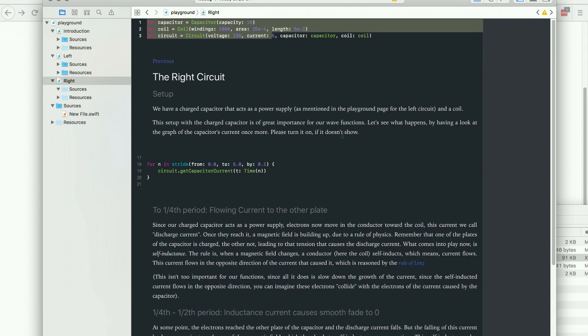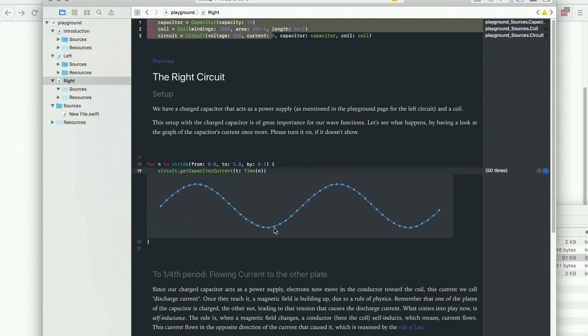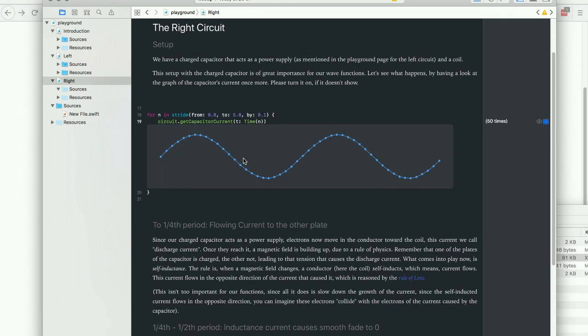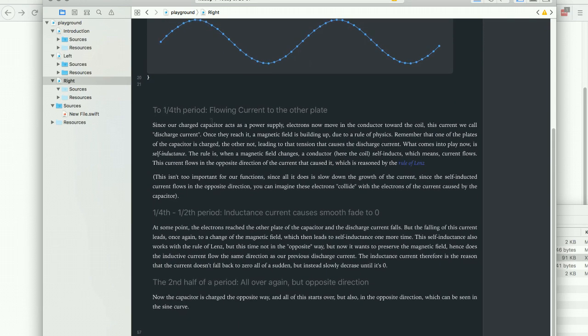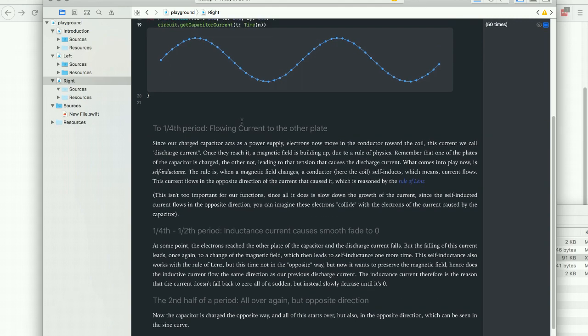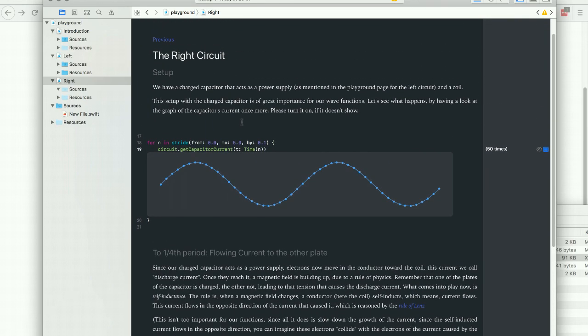Let's see what happens by having a look at the graph of the capacitor's current once more. Please turn it on if it doesn't show. So here we go. That's what it looks like. See again our little sign. So, to 1/4 period, flowing current to the other plate. If you don't know what a capacitor is, there is a plate capacitor, which we are talking about here. I've never really seen any other kind of capacitor in a resonant circuit, so I thought that would be something we just presuppose as basic knowledge.